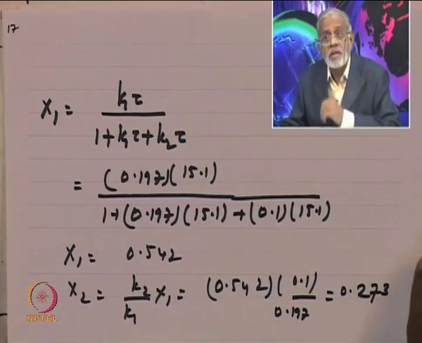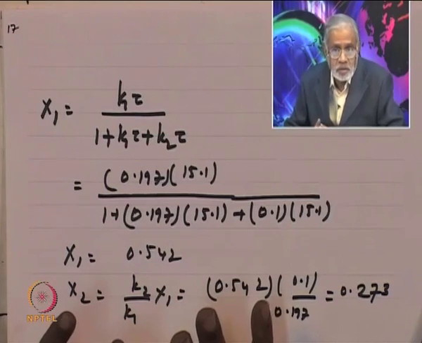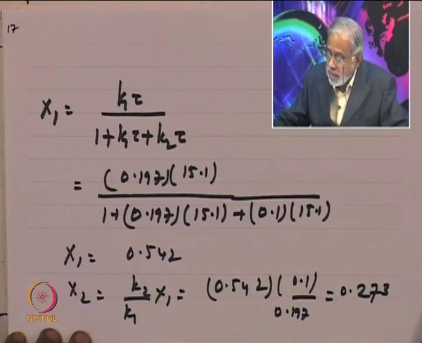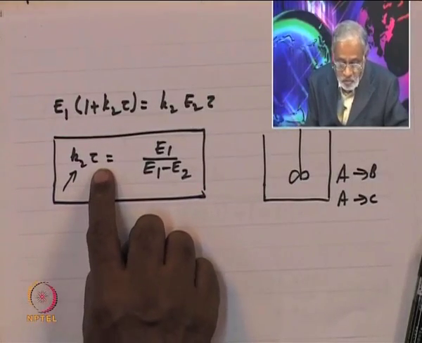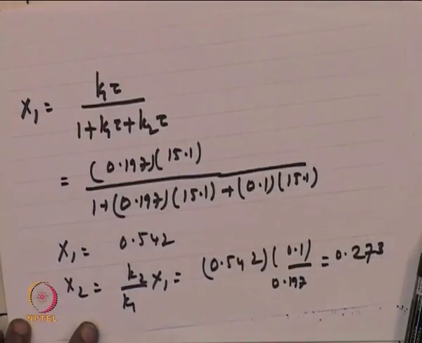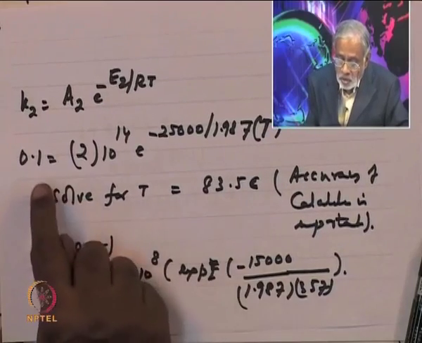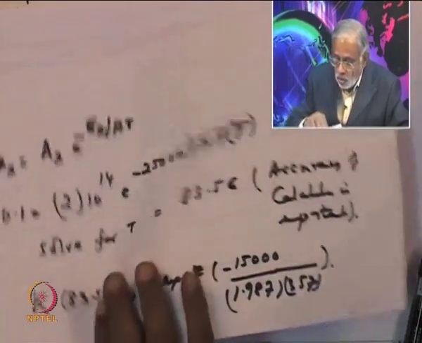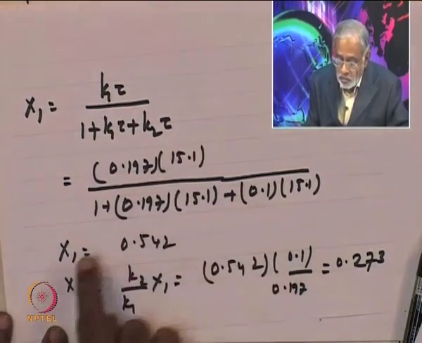So, what have we said? If you choose the temperature which maximizes the production of B, that temperature is given by the equation you already derived. Tau is specified in the problem, therefore you can find k2. Once you find k2, we can solve for T from here, where T is the temperature in Kelvin, which is converted to centigrade. Once you know the temperature, we can find k1, since the Arrhenius dependence is given. Once the k1 value is known, we have already derived that X1 is given by k1 tau by 1 plus k1 tau plus k2 tau, therefore X1 is 0.4.